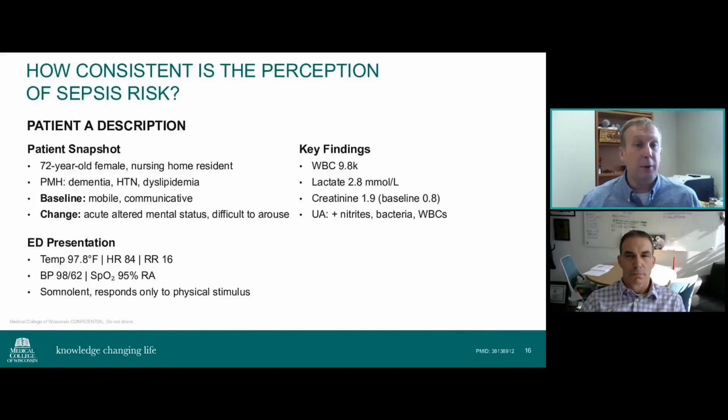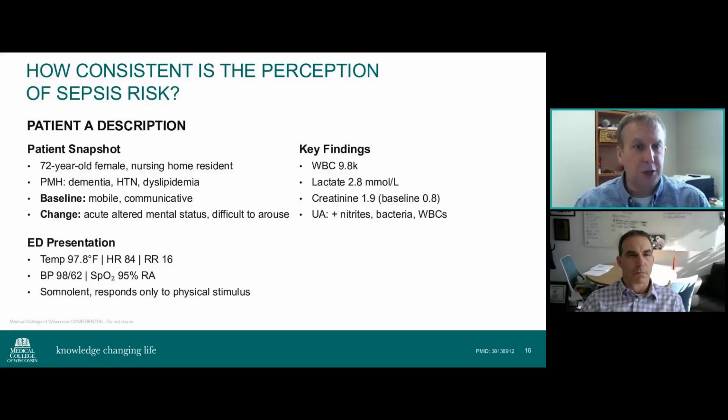So as an example, this is a patient that was shown to the group. This is a 72-year-old female who is a nursing home resident. She has a past medical history that's significant for dementia, hypertension, and dyslipidemia. And at baseline, she is normally mobile. She can transfer herself from her nursing home bed or chair to her wheelchair. And she is usually described as being bright, sunny, and communicative.